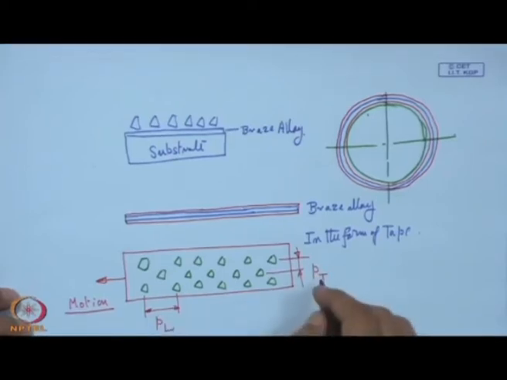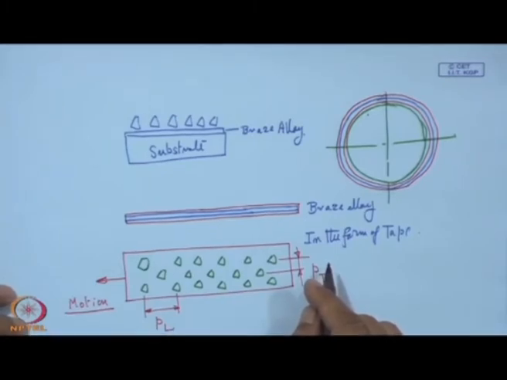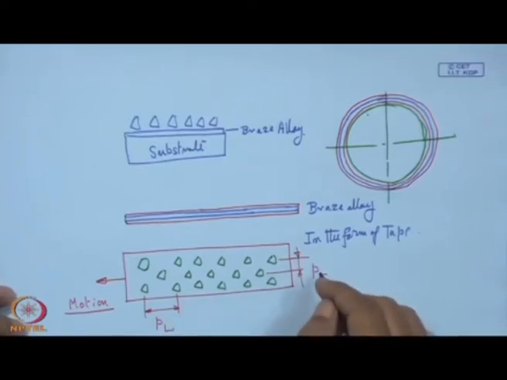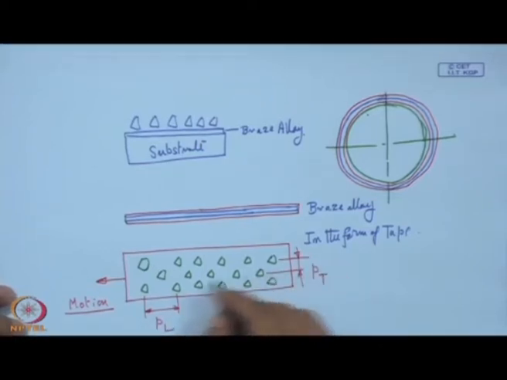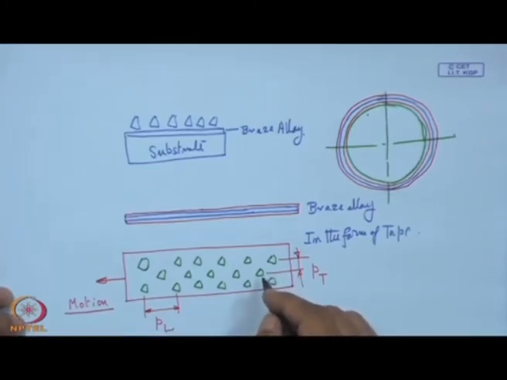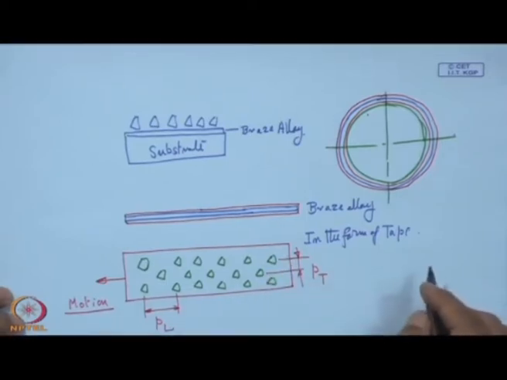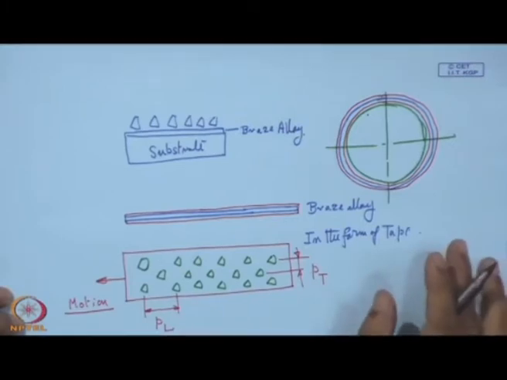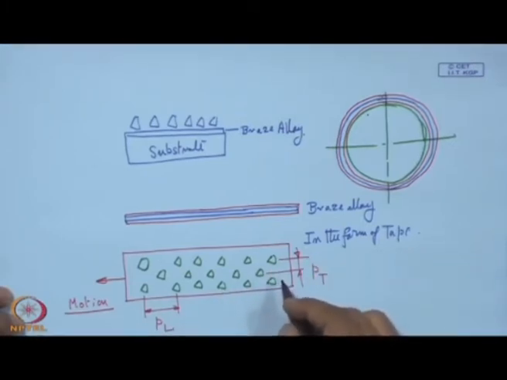So, this PL and PT, these are the two parameters for this tool, because the value of PT will determine the interference in the cut of each grit, that means the overlaps. How much is the overlap? Because this overlap is also necessary to increase the surface finish of the worked surface.